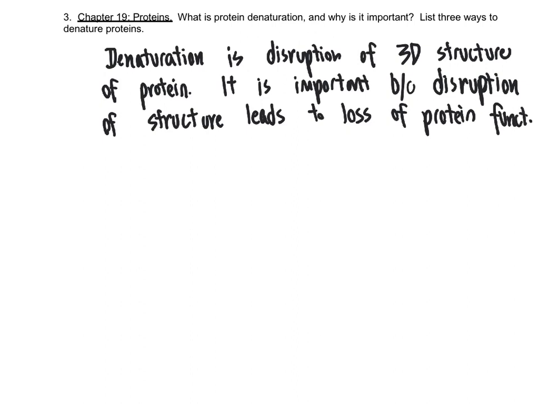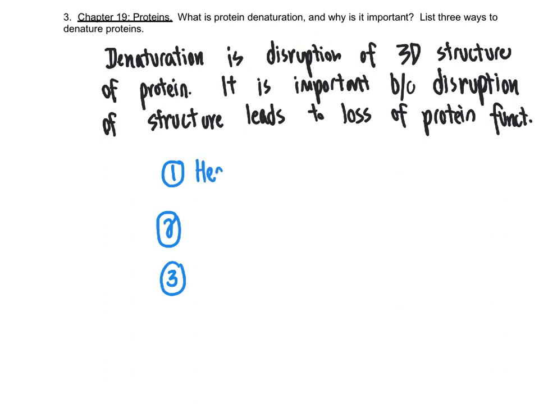And then 3 ways to denature proteins. We'll go ahead and just make a list here. 1, 2, 3. It just says list those 3 ways. It doesn't say to extensively describe them or anything. So I'm going to do what the question asks for here in terms of what I write down on the page. And in asking 3 ways to denature proteins, one of those ways was heat.